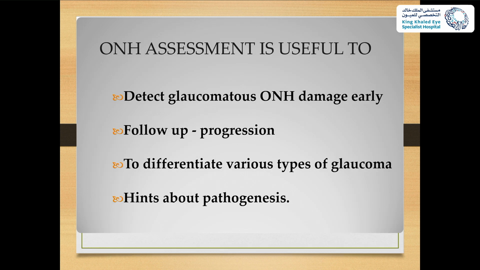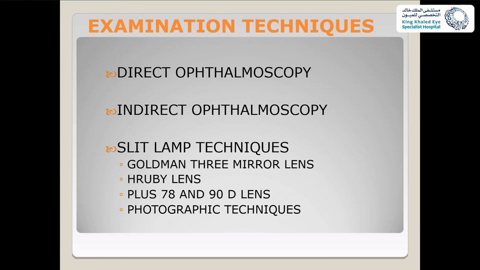Optic nerve head assessment is useful to detect glaucomatous optic nerve damage earlier, and very useful in follow-up to detect any progression in the diagnosed patient. It's also useful to differentiate various types of glaucoma and can give a hint about the pathogenesis. For examination, we can use direct and indirect ophthalmoscopy and slit lamp biomicroscopy. We can use different lenses like the Goldmann three-mirror, the Hruby lens, plus 78, plus 60, plus 90, and photographic techniques.